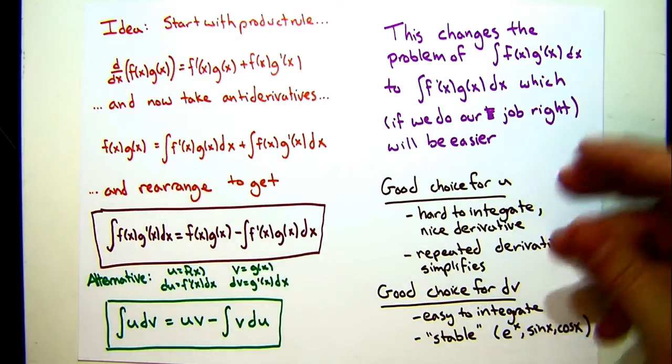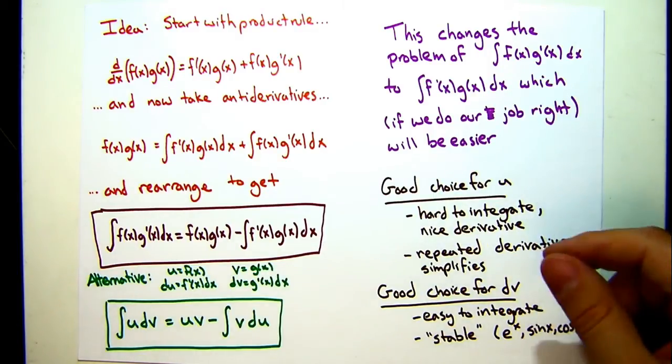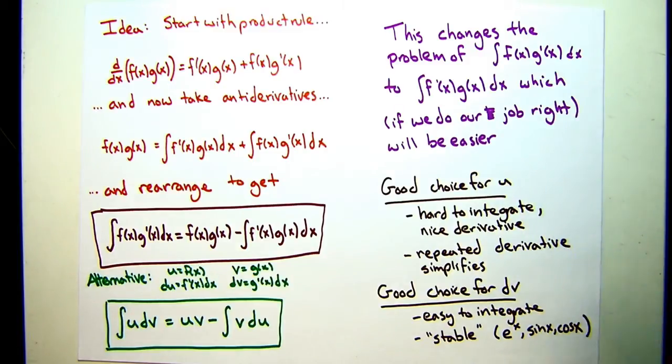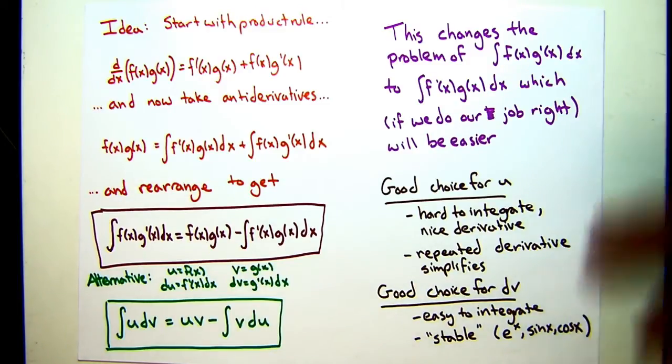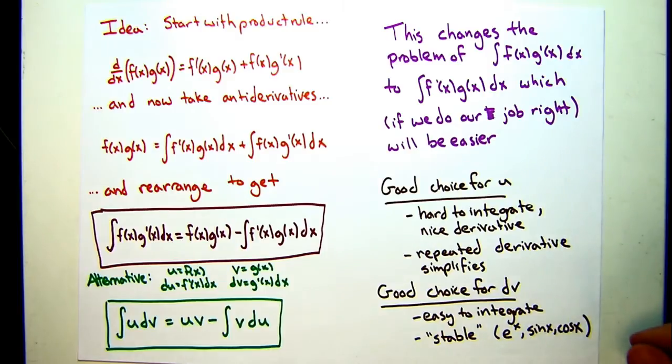Another good choice for u is to say, well, look, let's try something where if I keep taking the derivatives over and over again, eventually it vanishes. It simplifies really nicely. So for example, x to a power like x squared, x cubed, and so on. Eventually it goes away.